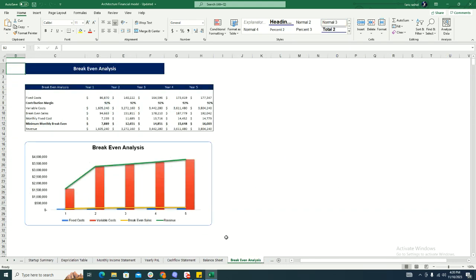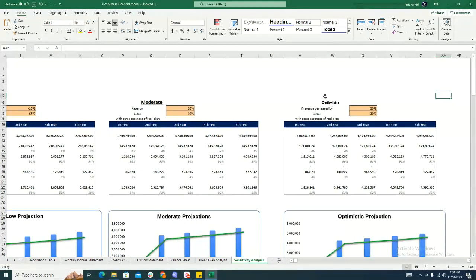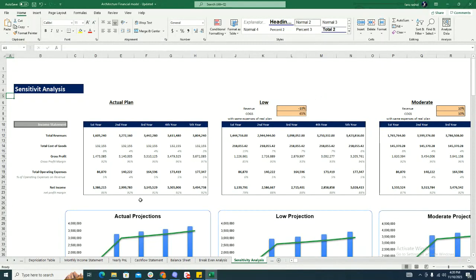Then comes the revenue break-even analysis. The break-even analysis just gives you the break-even sales. As you can see over here, these sales are being provided by the business. Then comes the sensitivity analysis. The sensitivity analysis basically gives you three different scenarios and calculates the business net income on these three scenarios, which are optimistic, pessimistic, and moderate, as you can see over here.